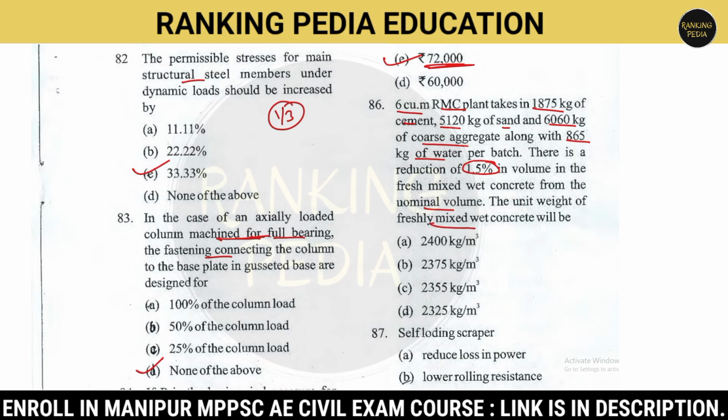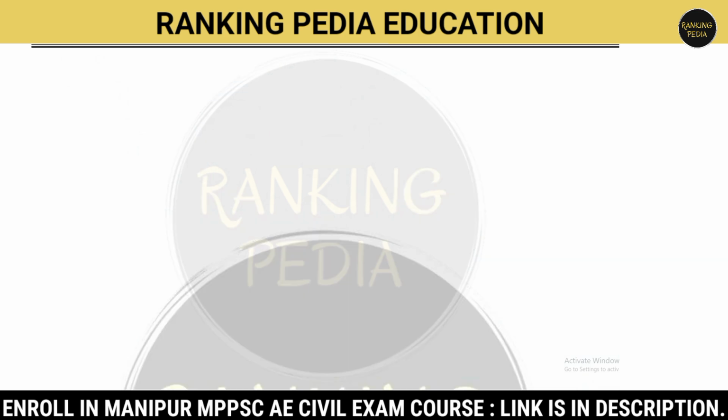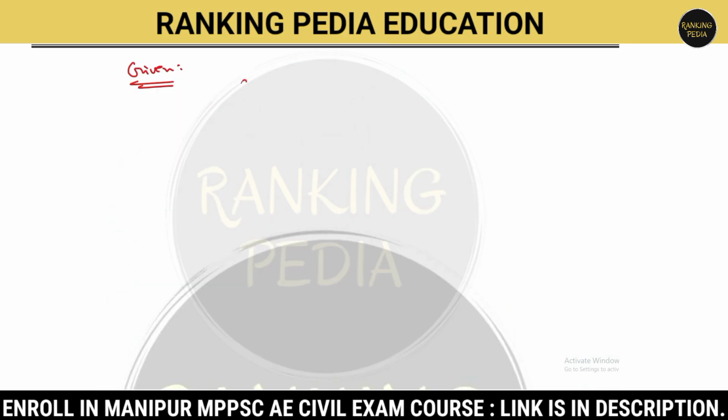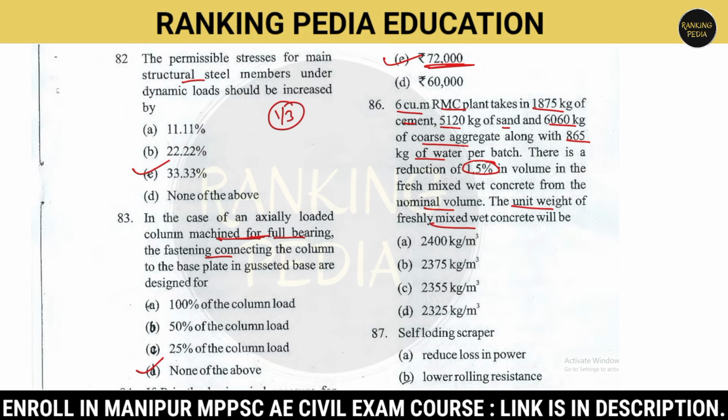So what we have to find out? We have to find out the unit weight of freshly mixed wet concrete. So here, what is given? A 6 cubic meter RMC plant. How much had we taken?